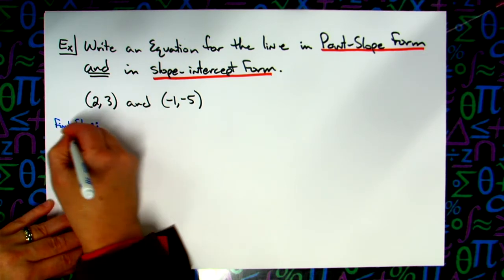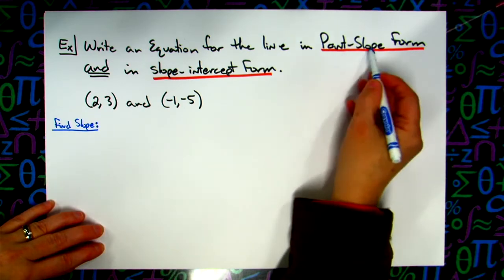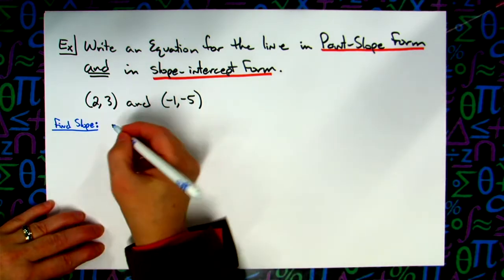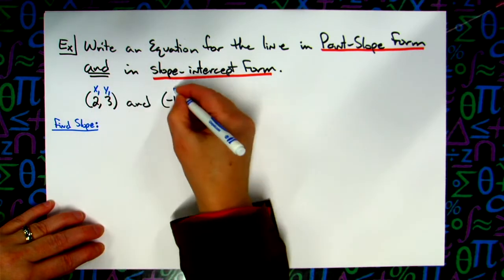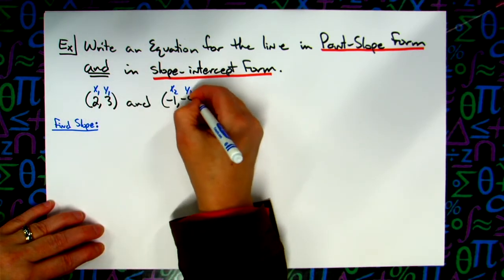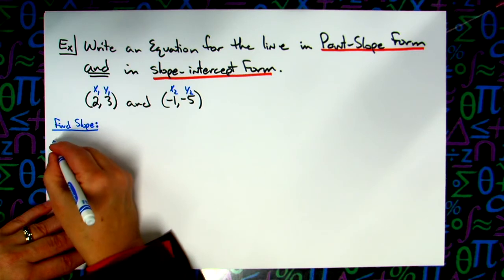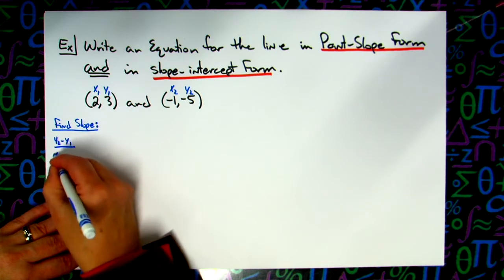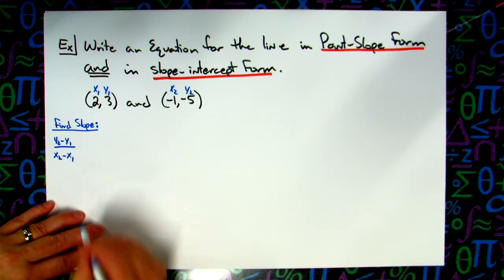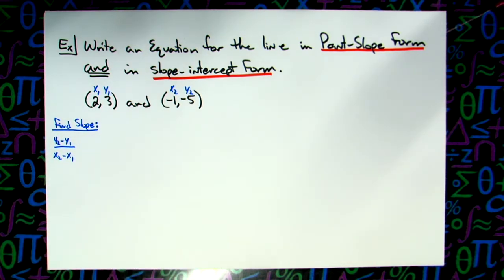That's the first thing you have to do because you want point slope form. I know a point, I don't know the slope. I'm going to label these x sub 1, y sub 1, x sub 2, y sub 2. Okay, so our formula, I'm going to write the formula out since it's been a few days since we've done it: y sub 2 minus y sub 1 over x sub 2 minus x sub 1. This is the formula we did on the very first day.